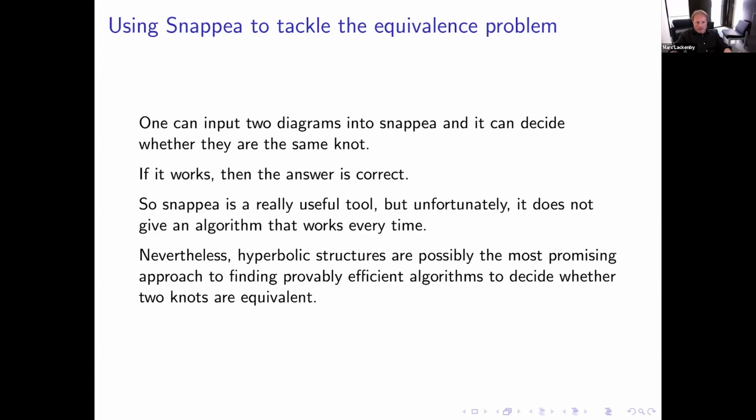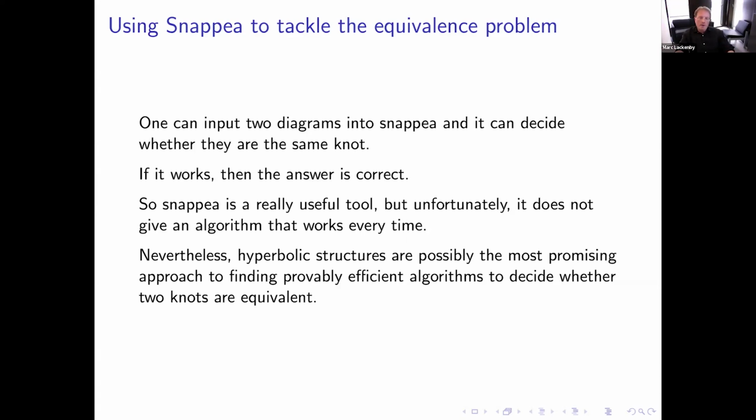So in my view, they're one of the most promising ways of finding provably efficient algorithms to decide whether two knots are equivalent. And as I said, Kuperberg used them to find the best known upper bound for solving the equivalence problem for knots.